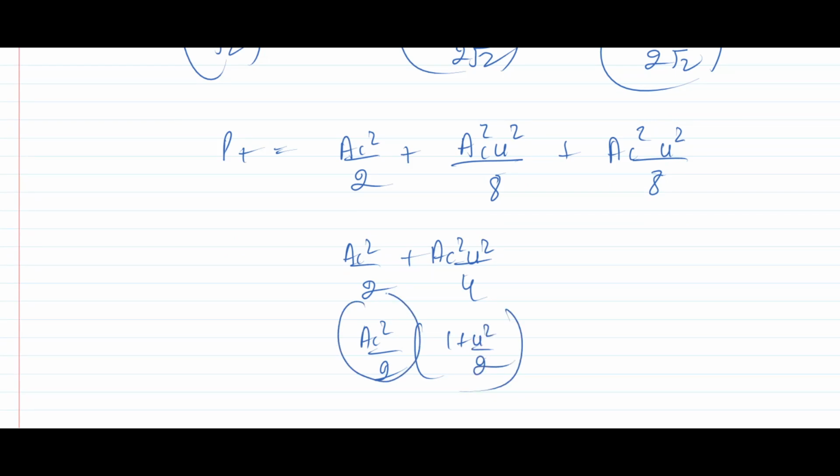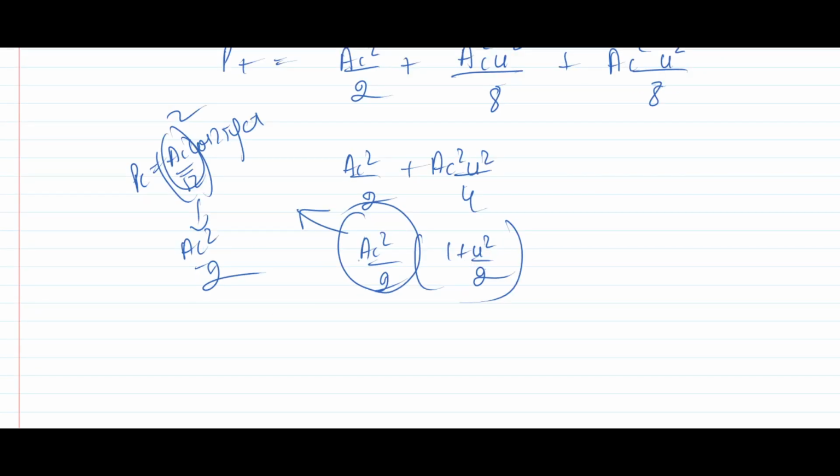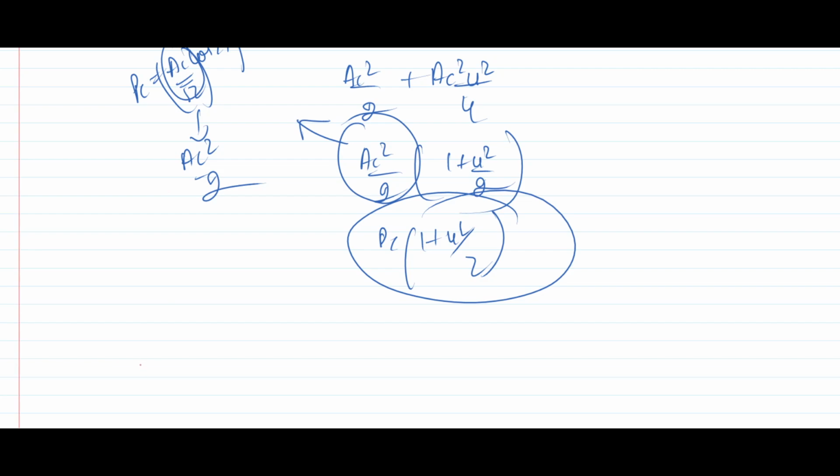And Ac square by 2 was the power of the carrier signal, which was Ac cos 2 pi fc t, and we got Ac by root 2 squared, which is Ac square by 2. Now Ac square by 2 can be written as Pc, so PT equals Pc(1 + mu square by 2). This is the total power. The next step is very important: to calculate eta, which is known as power efficiency.